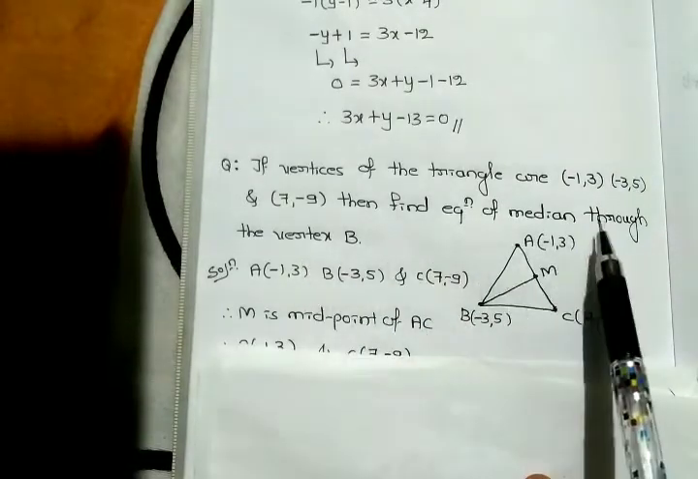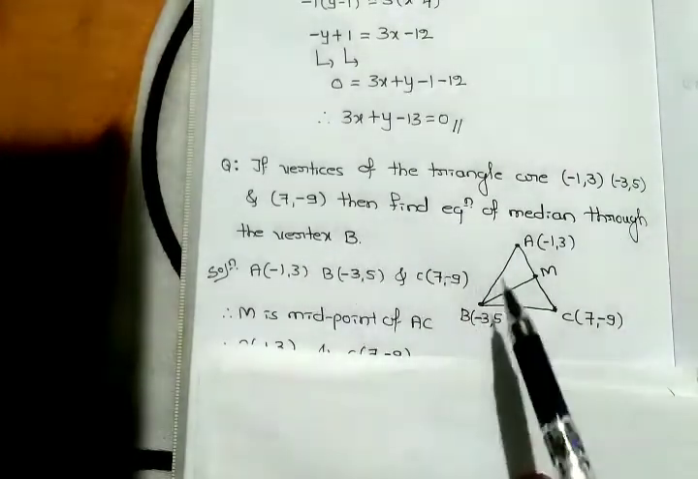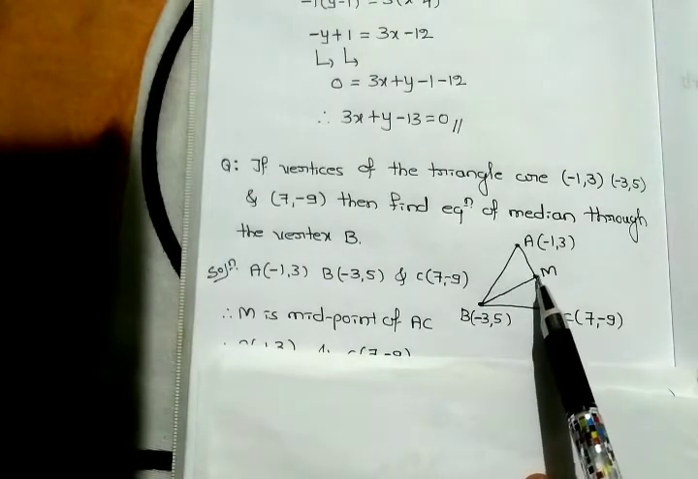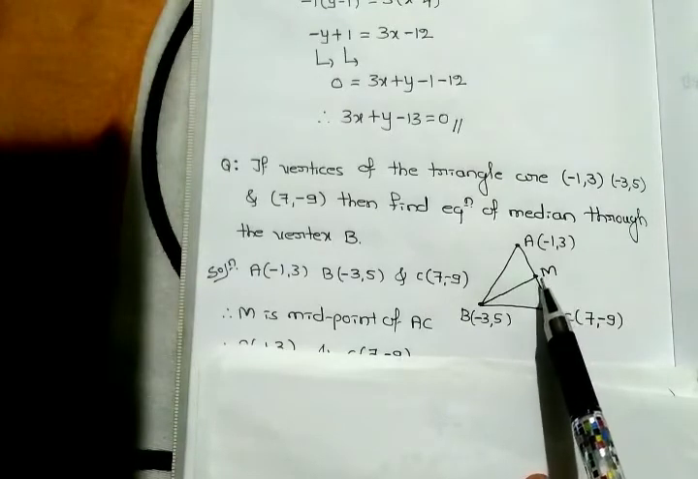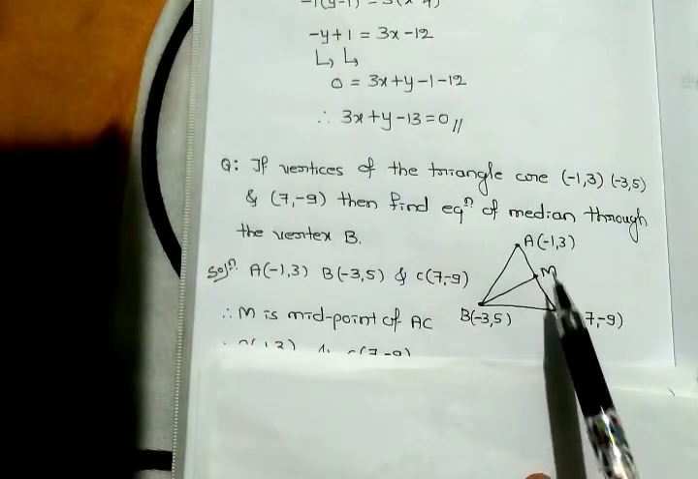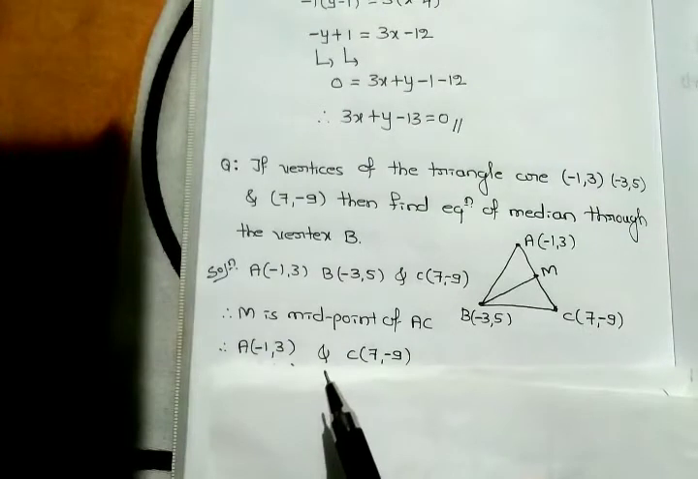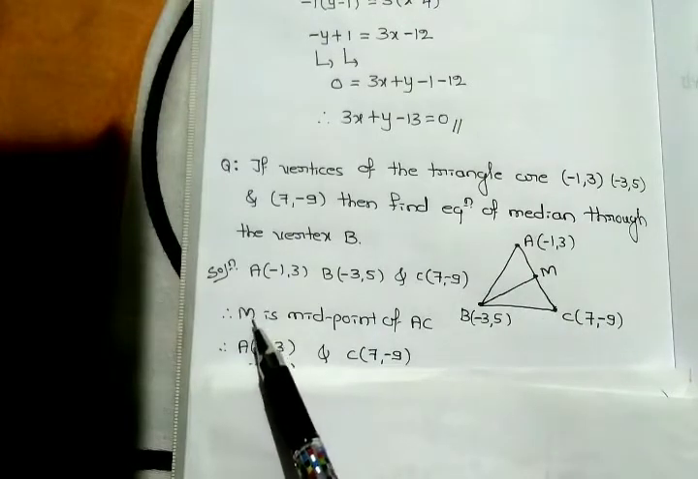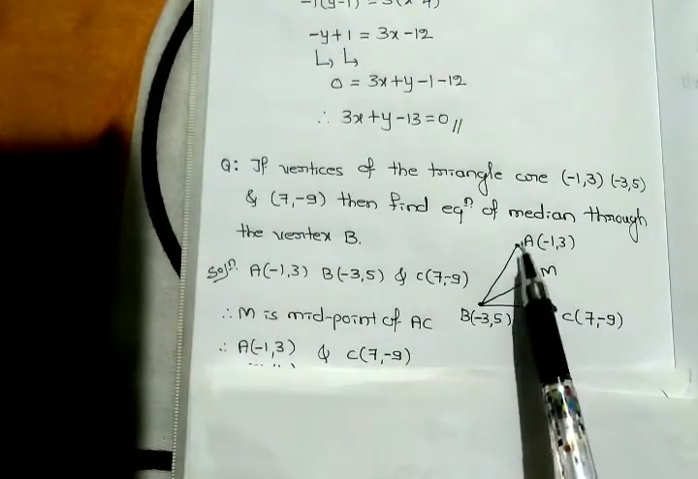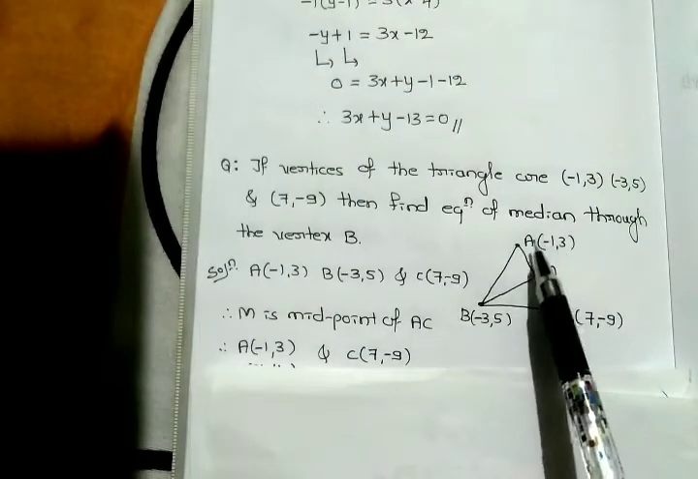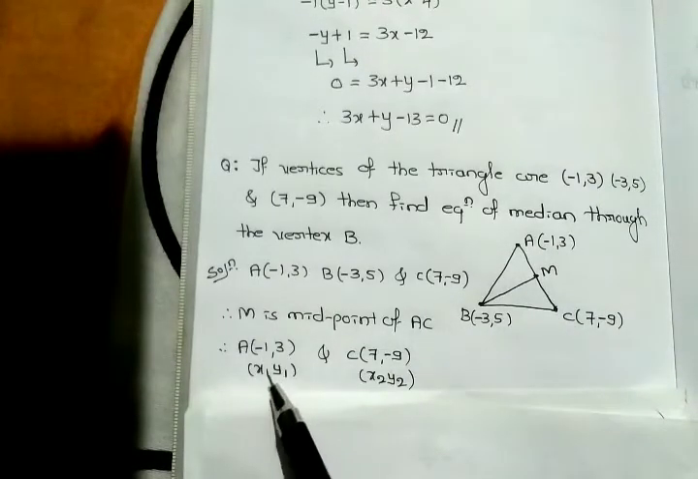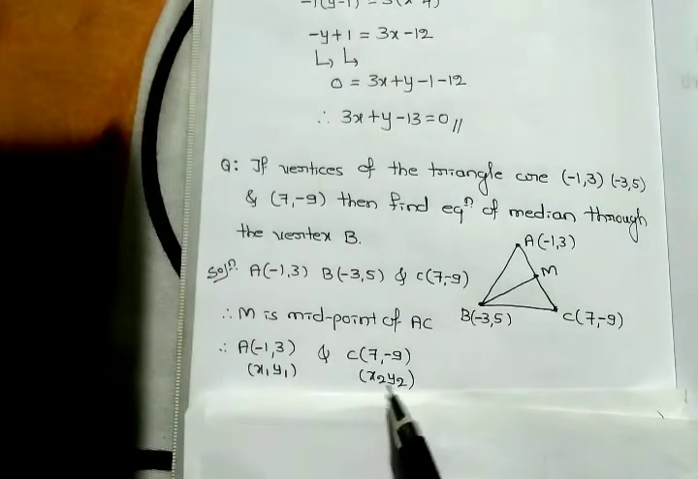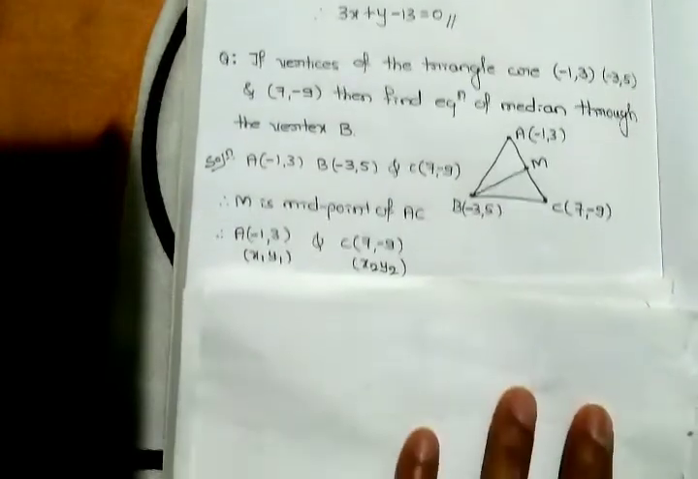So here the condition given is through the vertex B. Here is the vertex B. From this B I am going to draw one straight line. This point I am going to call M. So this is the midpoint of which line here? AC line. Therefore first what to do? We need to find out the M value. Therefore write M is the midpoint of AC line. Correct. Therefore A value minus 1 comma 3 becomes x1 y1 and C value 7 comma minus 9 becomes x2 y2. So now apply the midpoint formula.